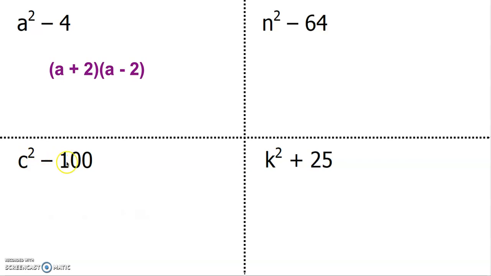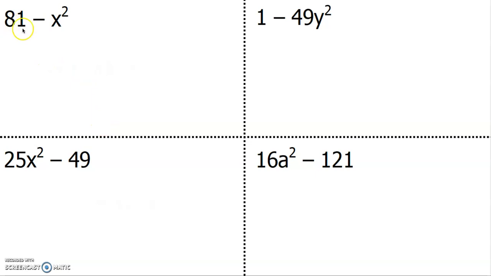Now for c squared minus 100, I recognize that I have subtraction, which means the difference. I know that c squared is really c times itself, and 100 is really 10 times itself. So my terms are c minus 10 and c plus 10. Notice that it doesn't matter whether I write the binomial with the positive or the negative first. I'll still get the result back when I check my work. These two are on your own.